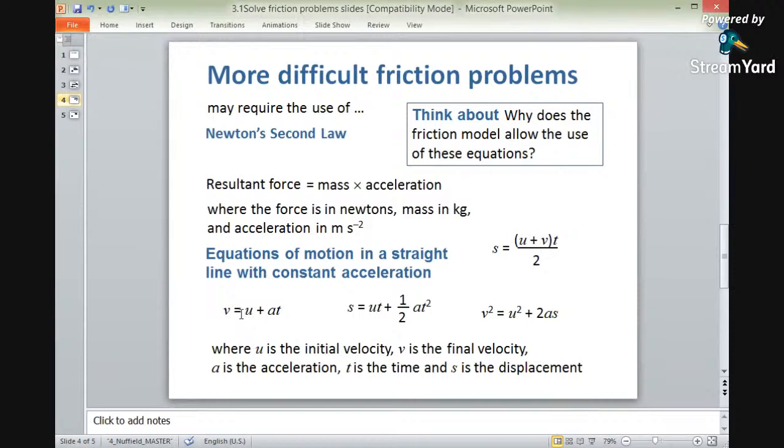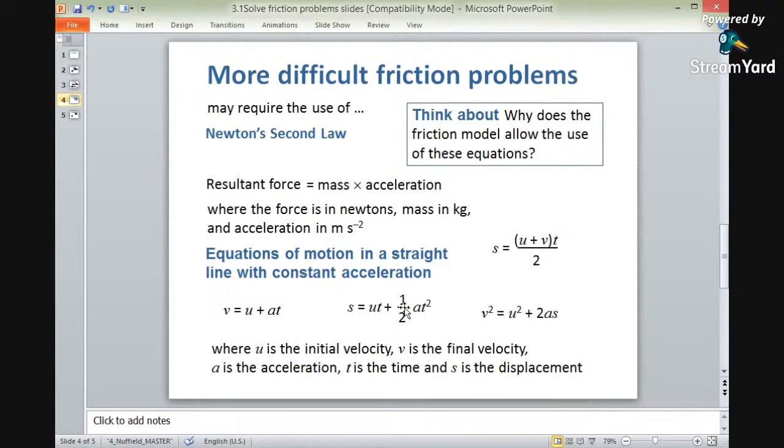Again, according to the equations of motion, we have v is equal to u plus at. This equation is useful for calculations when we apply the concept of friction. Again, s is equal to ut plus half at square, where s stands for displacement, u stands for the initial velocity, t stands for time, and a is the acceleration. All these are the equations of motion.